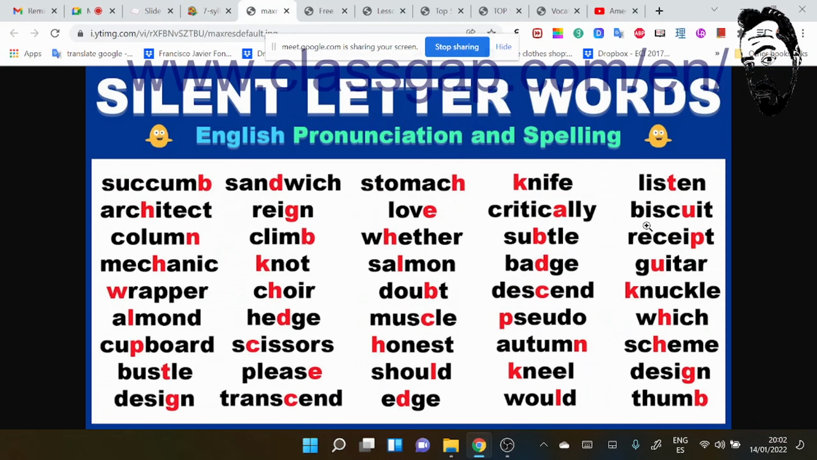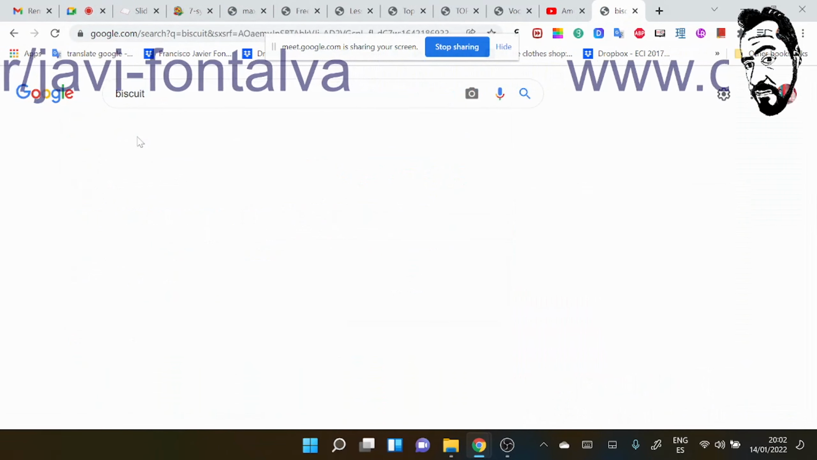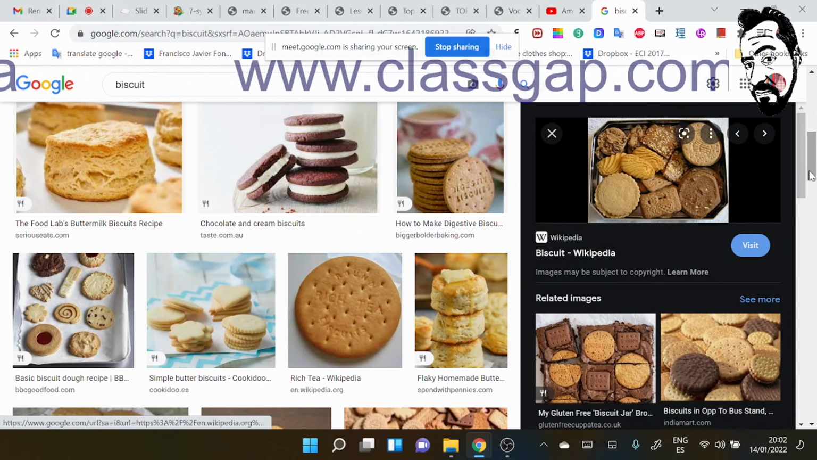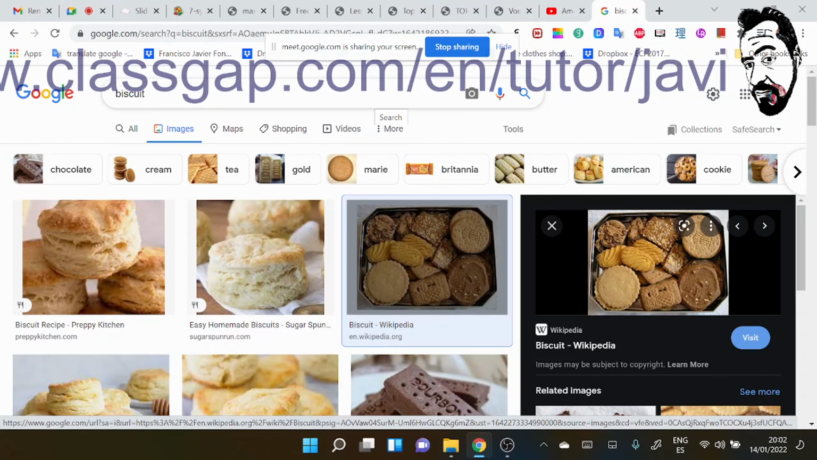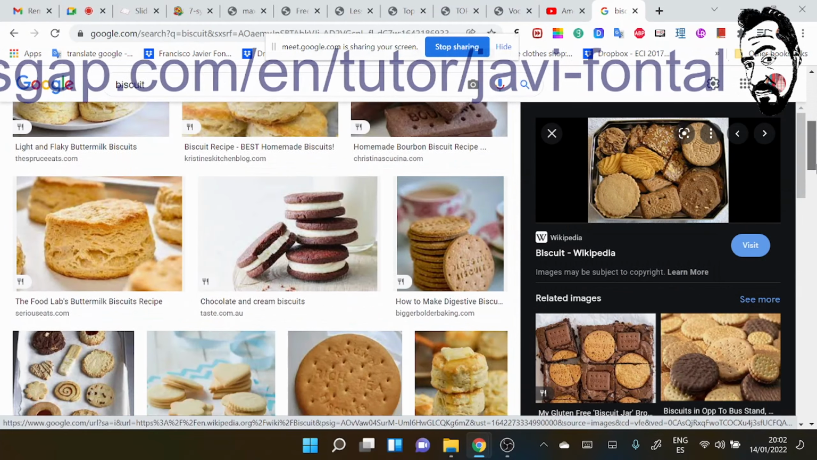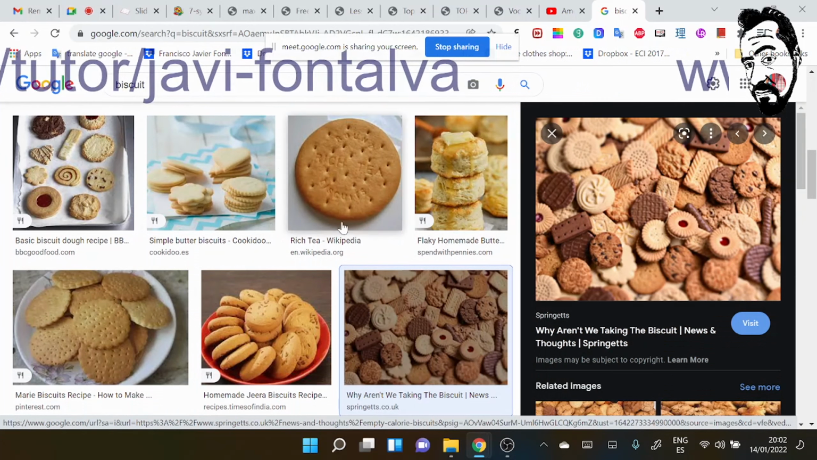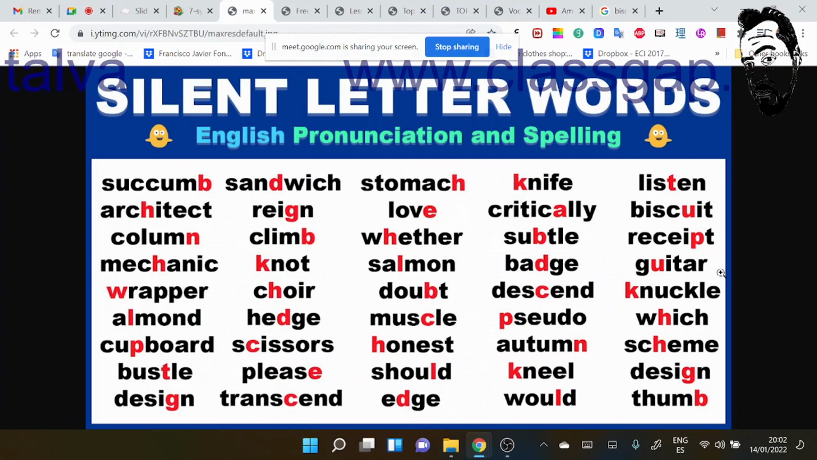Okay. Next one. Biscuit. So the U is silent in this word. What's biscuit? A biscuit is something you eat. Is this bit here? A biscuit. Like a cookie. Yeah, it's similar actually. So biscuits are more for eating with tea, something like this. So I always said biscuit.